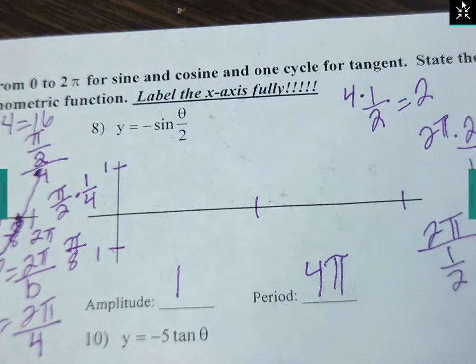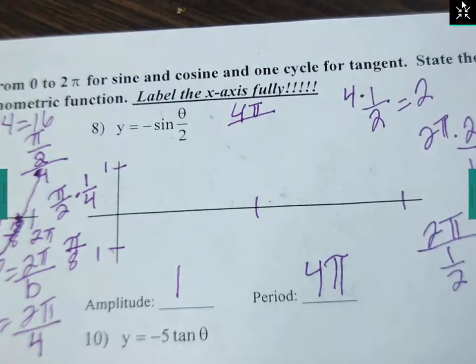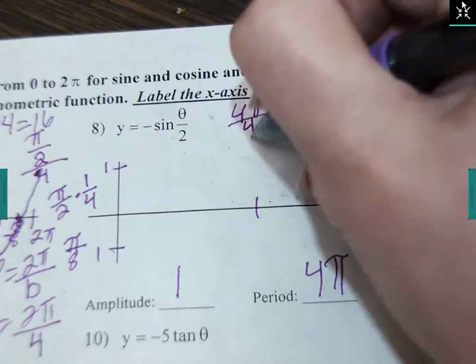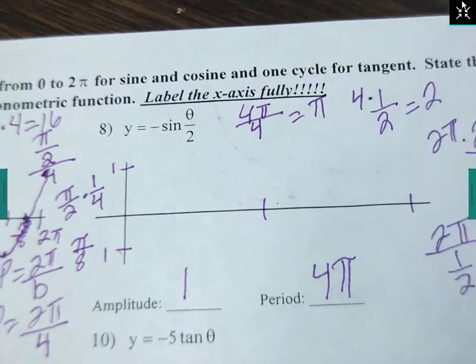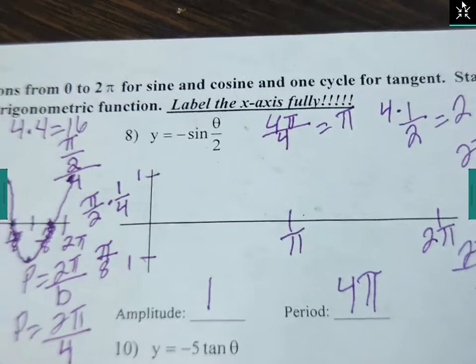To determine what those are, we can just take our period, which is 4 pi, and divide that by 4, right? And that gives us pi, which just means this is pi and this is 2 pi, which makes sense. If we know that we're going from 0 to 2 pi, we just break that in half, so it's pi and 2 pi, right?